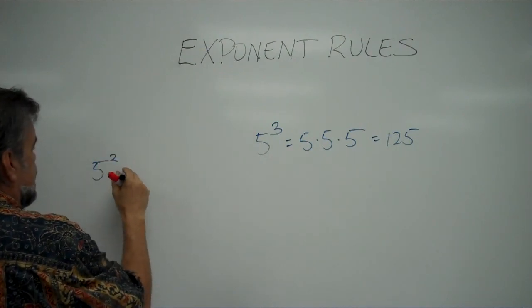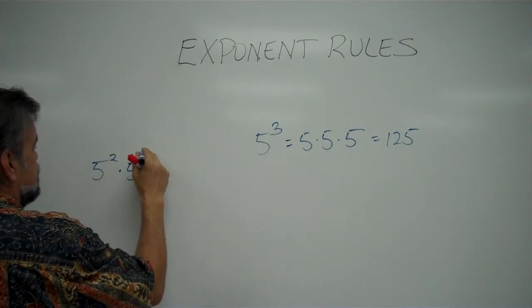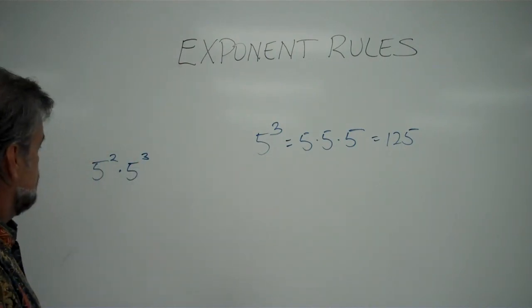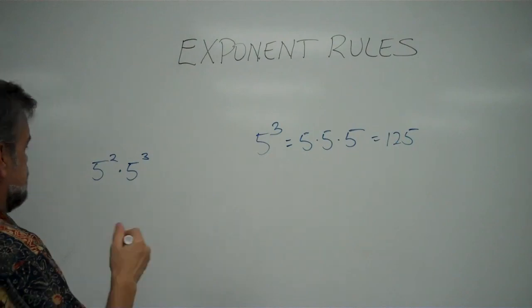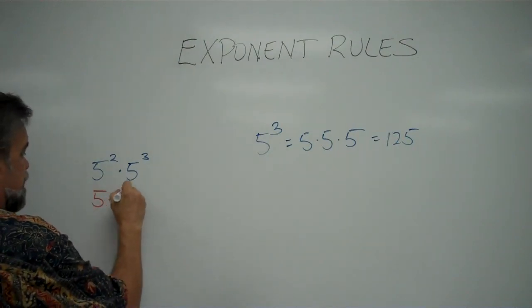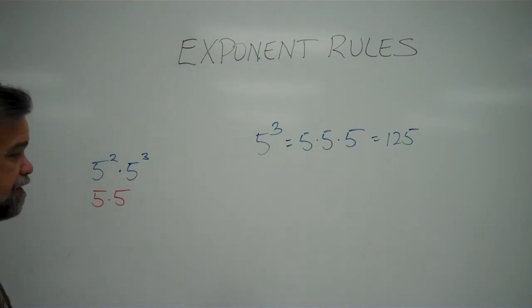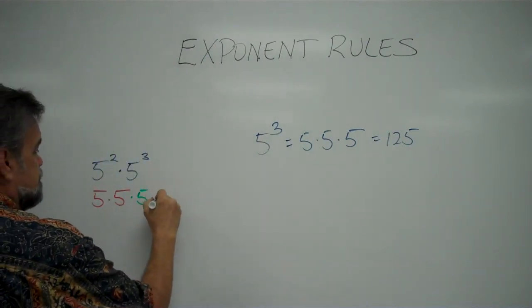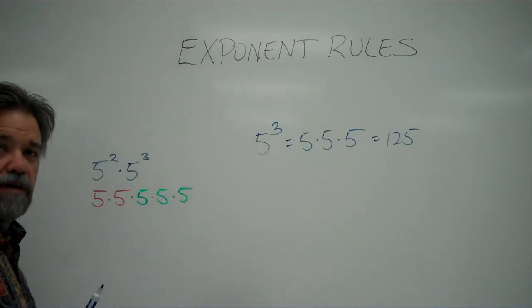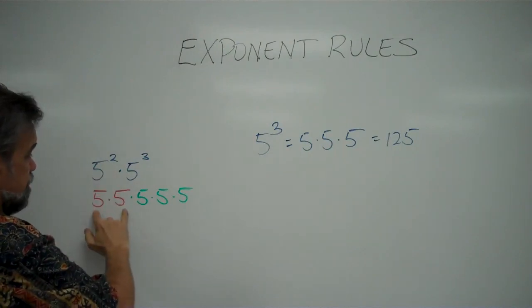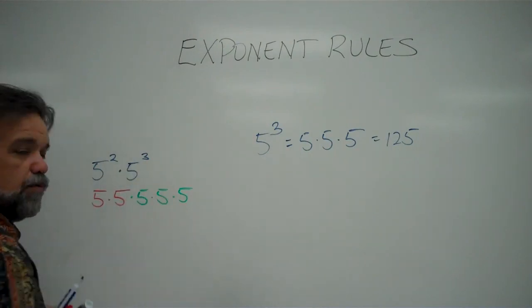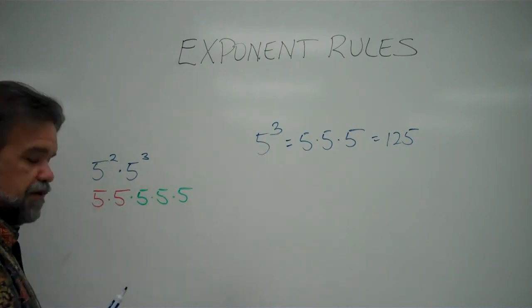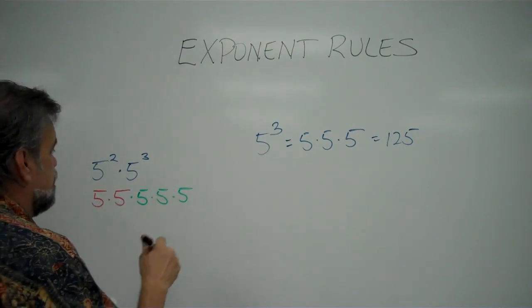All right. So, let's say we've got 5 to the second power times 5 to the third power. Now, what's that going to be? Well, 5 to the second power, that's just 5 times 5, right? And 5 to the third power, well, that's just 5 times 5 times 5, okay? So this is 5 squared, and this is 5 cubed. What do I end up with? 5 times 5 times 5 times 5 times 5, so 5 to the fifth power.